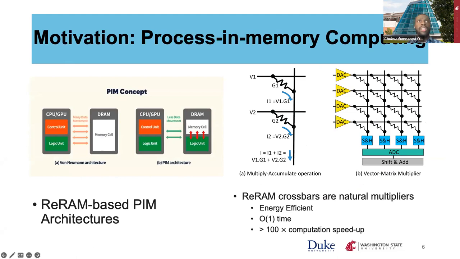So processing in memory has been proposed, and it's a paradigm where rather than having two different units, the computing unit such as a CPU or GPU and the memory, we integrate them into one architecture, where you have a significantly lesser amount of data movement and you can do storage and computing in the same place. ReRAM-based crossbars have been proposed for achieving this, and one of their key advantages is that they're very energy efficient, very fast, and they give more than 100 times computation speedup.